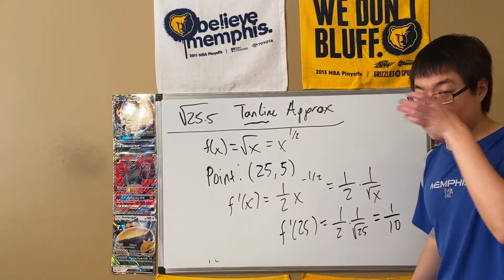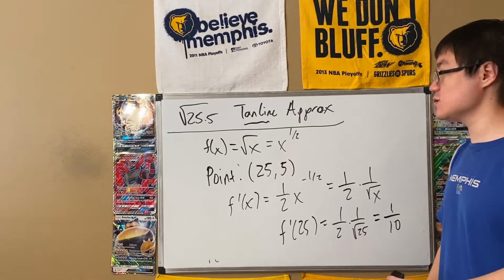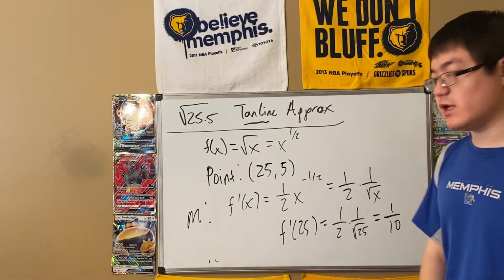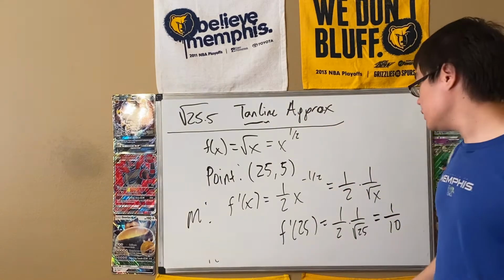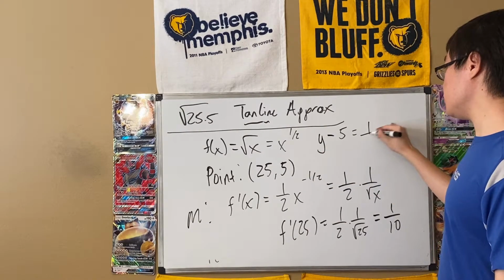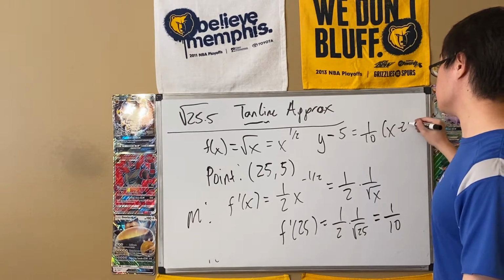So this is the same thing as the previous example, except we had to come up with all of our pieces, but it was still the same process. Point and slope, where slope is the derivative. So it looks like we're ready for the equation of our line, the equation of the tangent line. So it's going to be y minus the y coordinate, 5, equals slope, which is given by the derivative, 1/10, times x minus the x coordinate.